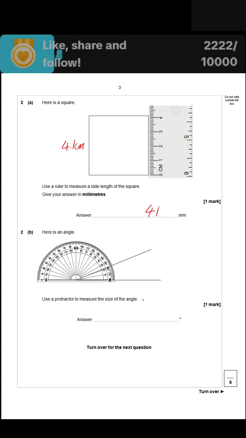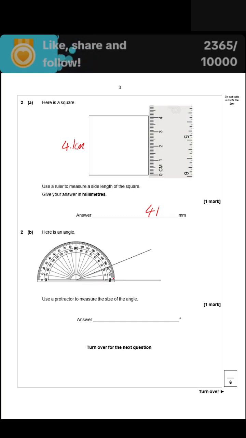Part B. Again, if the protractor is given for you like this, it's really easy to read the correct number. But again, people make mistakes. They don't place the centre of the protractor at the centre of the angle, and they don't place the baseline of the protractor along the baseline of the angle. And if you forget to do that, you're going to get the wrong answer.